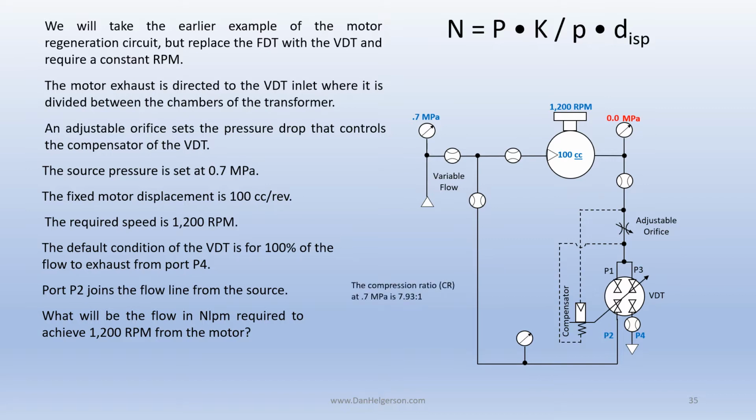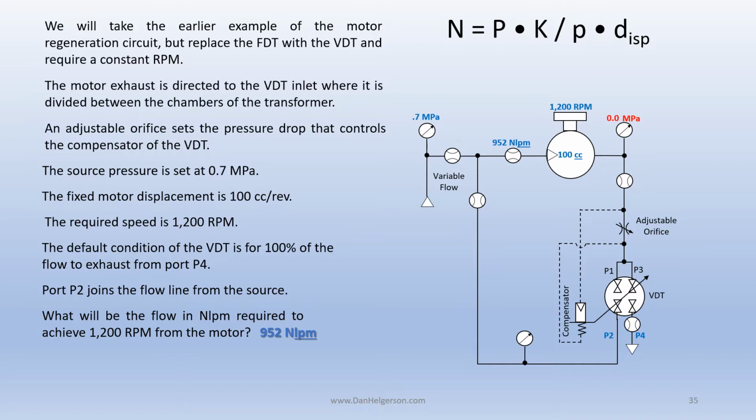The compression ratio at 0.7 megapascals is 7.93 to 1. The liters per minute required will be 1200 RPM times 100 cc divided by 1000 cc per liter, which equals 120 liters per minute. Multiplying the compression ratio times the 120 liters per minute tells us that we are going to require 952 normal liters per minute in order to maintain 1200 RPM on this motor.